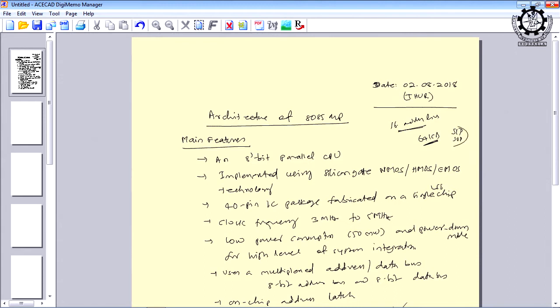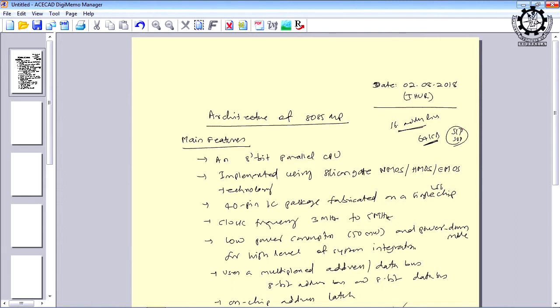So, fortunately the 8085 microprocessor supports both. Whenever parallel data is to be transferred, you can make use of the address and data bus. And whenever you want to transfer the data serially from the microprocessor to any device or from any device to the microprocessor, there are 2 specific pins. One is called SID, serial input data, and another is called SOD, serial output data. So, SID and SOD are the 2 special pins available in the 8085 chip which will support serial data transmission.